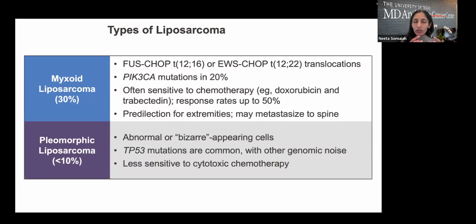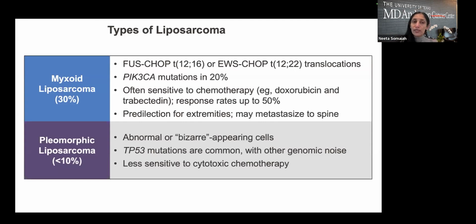If you go back to biology, transcription is when the DNA makes mRNA, and then the mRNA is translated to protein. But these are transcription activators, so they start activating genes that then lead to production of molecules that tell the cell to divide. So myxoid liposarcomas also can be associated with certain mutations like PIK3CA.